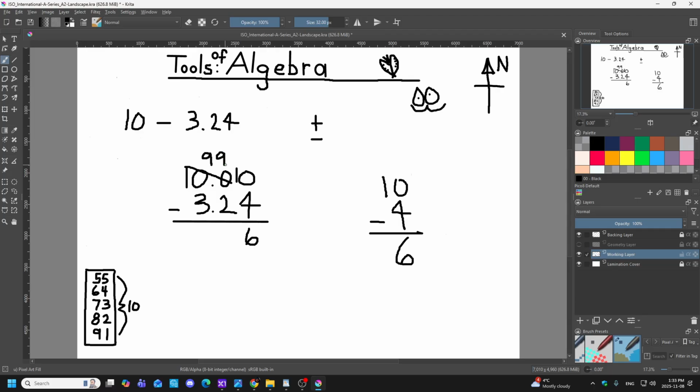This is great. Now we have a larger number above our 2. Perfect. 9 take away 2 is 7. Bringing our decimal down, remember, we're lining up our decimals. This 9 is right here. Our 10 doesn't exist anymore.